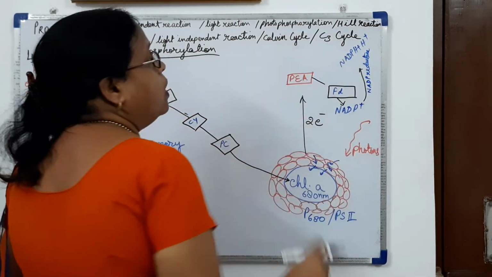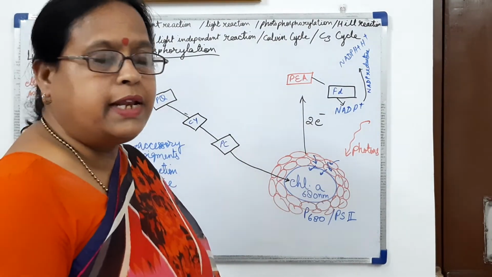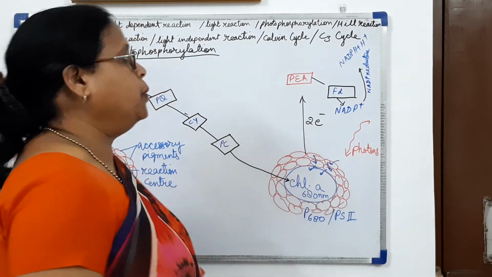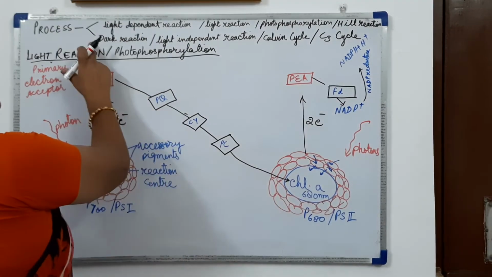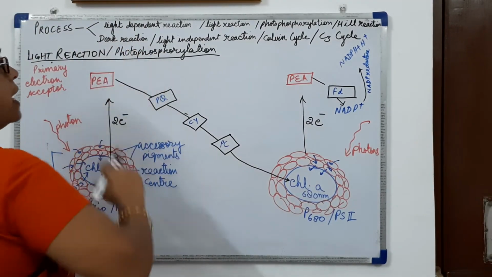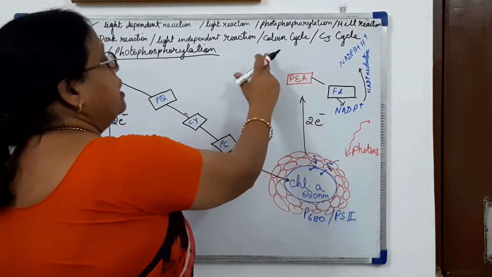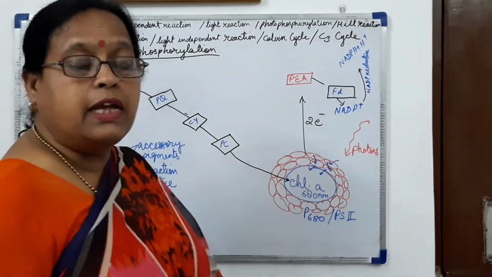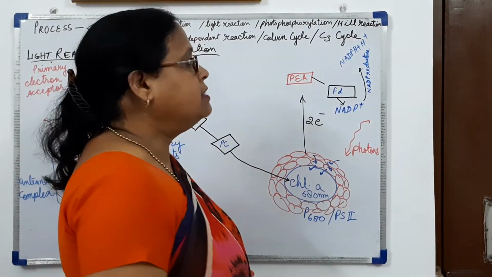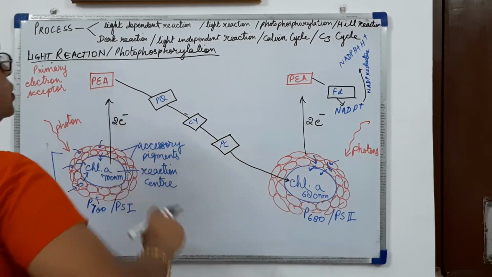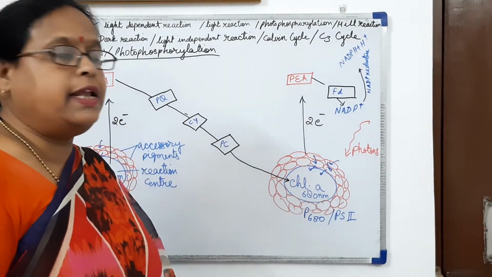Or it is also called photophosphorylation, that is the synthesis of ATP molecules. Then the second step is the dark reaction or light-independent reaction. It is also called the Calvin cycle or C3 cycle. So first of all, we will see the light reaction or photophosphorylation.